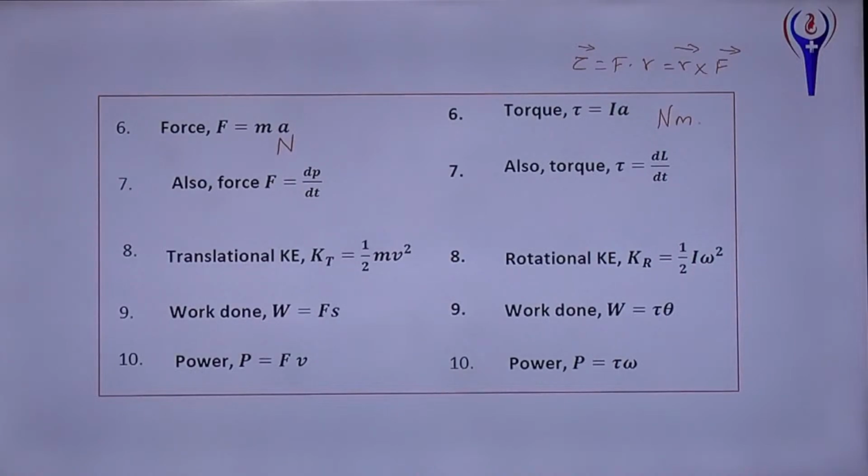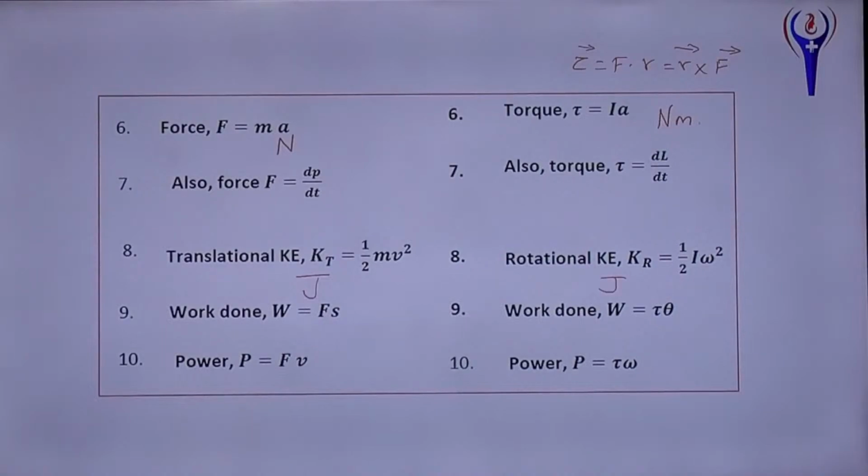Okay. Also force F equal to dp by dt. What is that? Rate of change of linear momentum. Same way torque tau equal to rate of change of angular momentum. And translational kinetic energy equal to half mv square. Unit? Joules. Rotational kinetic energy half I omega square. This unit also joule only.